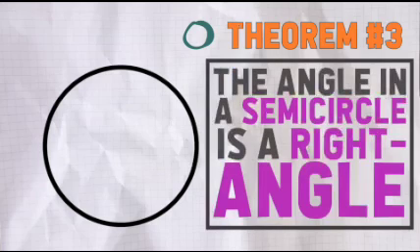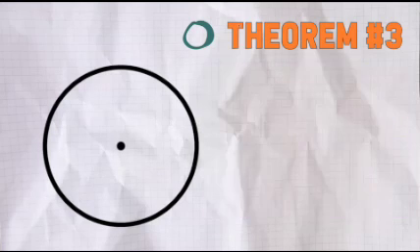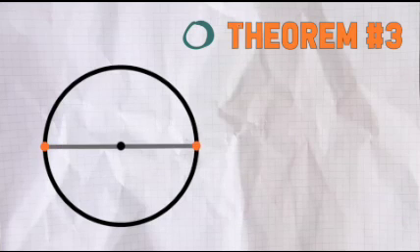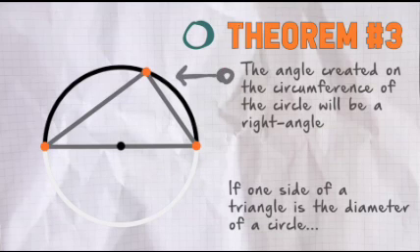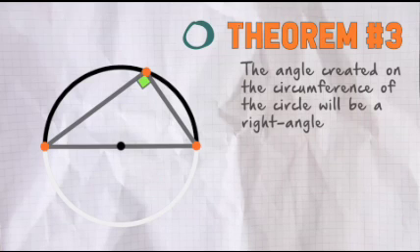Theorem number 3. The angle in a semicircle is a right angle. So if we have a triangle where one of the sides of the triangle is the diameter of the circle, just like we've got there, then the angle created at the circumference will always be a right angle.